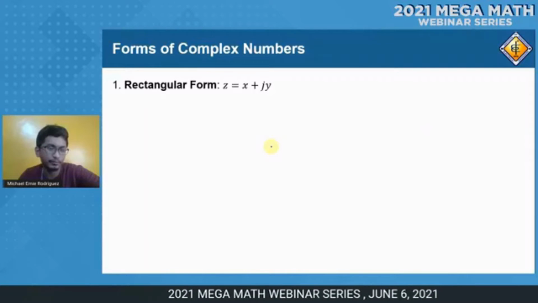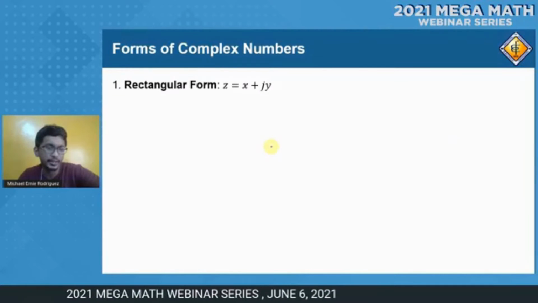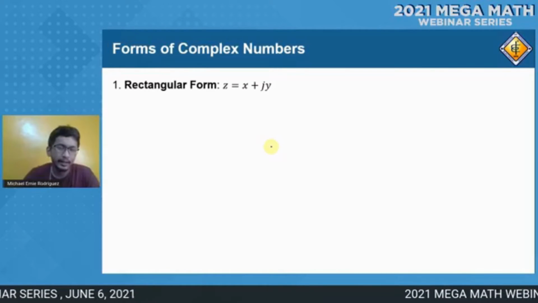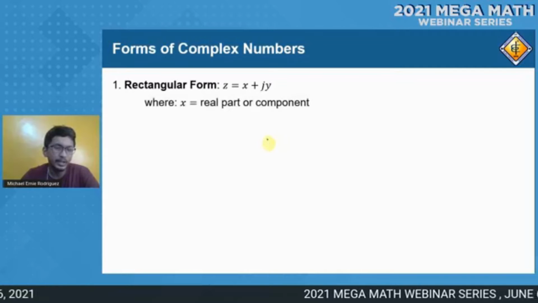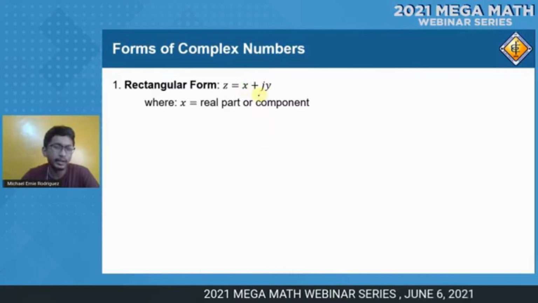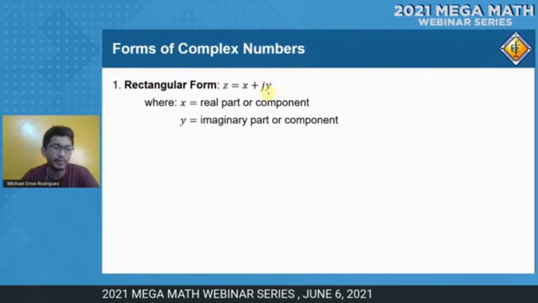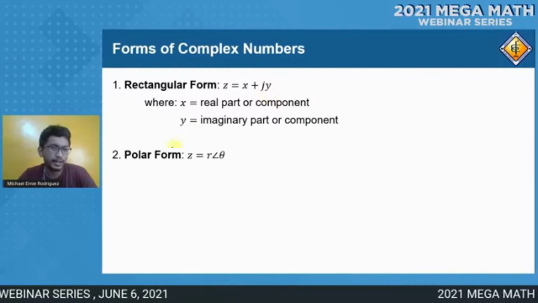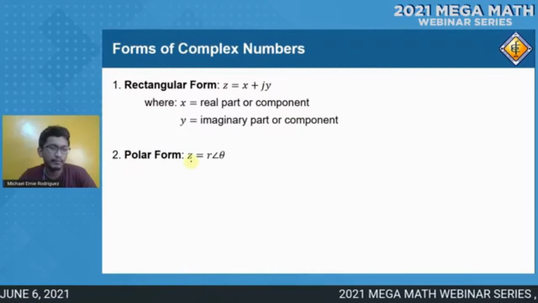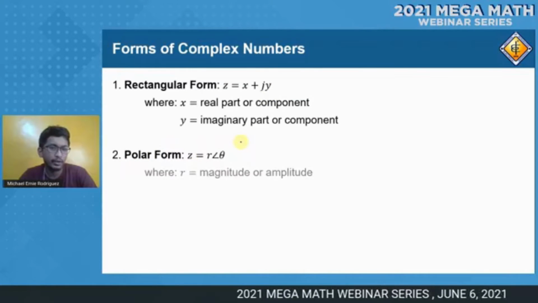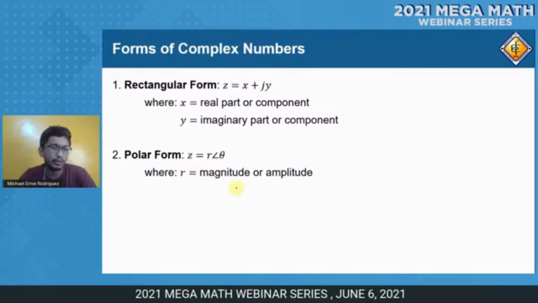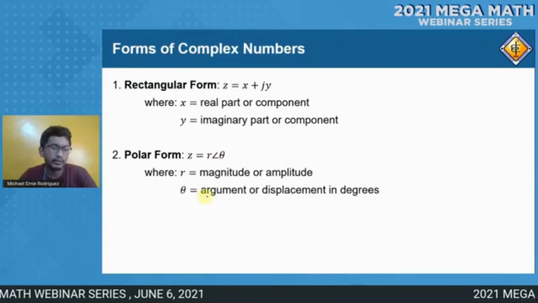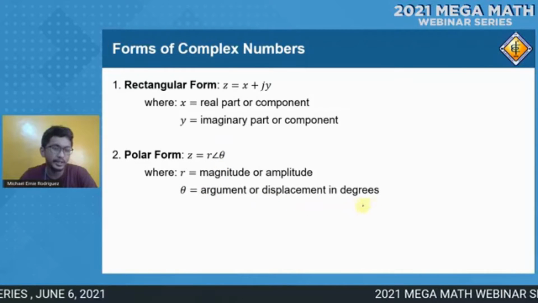So we have 4 forms. The first form is rectangular form. So that is z is equal to x plus jy. Yung x natin is the real part or component, and yung y natin is the imaginary part or component. And then, second form is what we call polar form. So yung r natin is the magnitude or amplitude. And your theta is the argument or displacement in degrees.